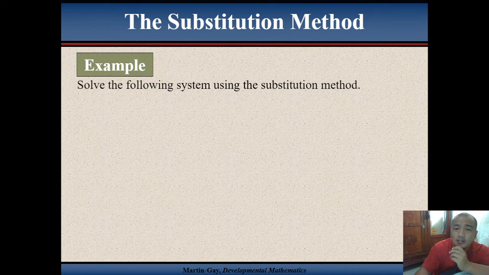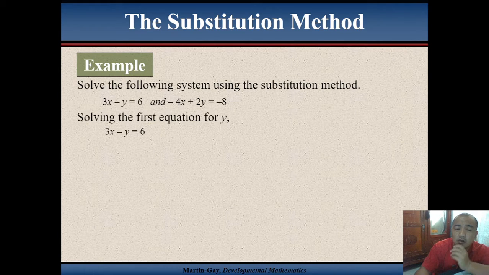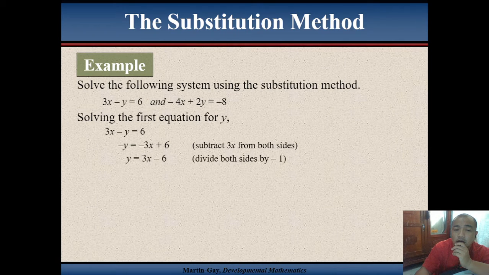Example: solve the following system using the substitution method. 3x minus y equals 6 and negative 4x plus 2y equals negative 8. Solving the first equation for y, subtract 3x from both sides, becomes negative y equals negative 3x plus 6. Multiply the equation by negative 1, so it becomes y equals 3x minus 6.